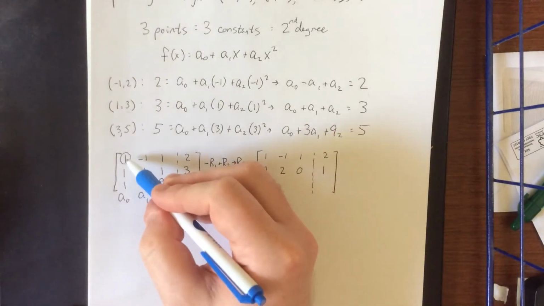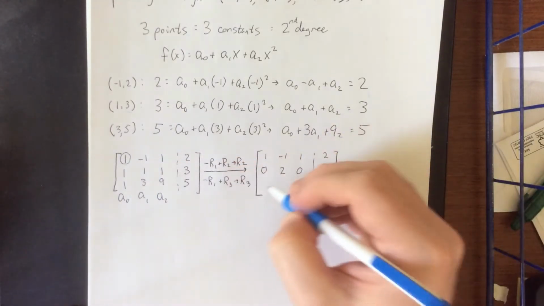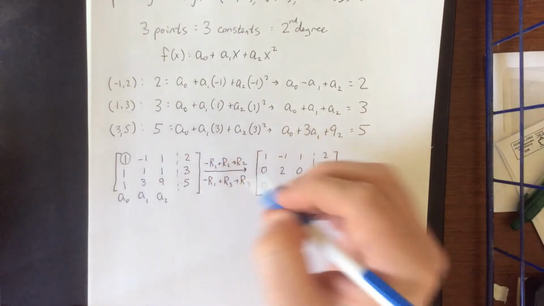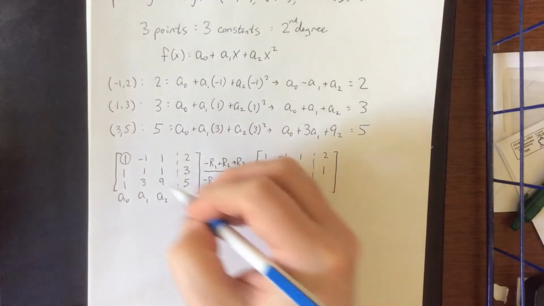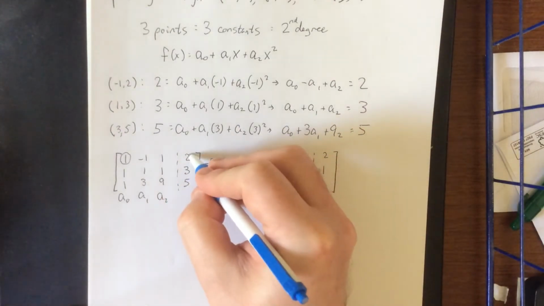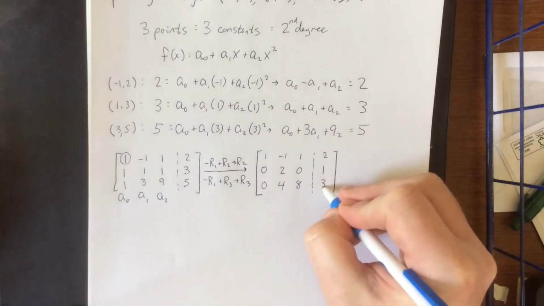Next up, -1 times 1, add to 1, we'll get 0. -1 times -1, add to 3, we'll get 4. -1 times 1, add to 9, we'll get 8. -1 times 2, add to 5, we will get 3.